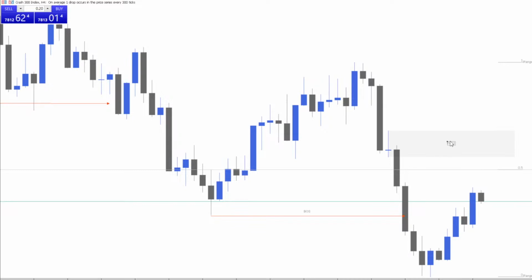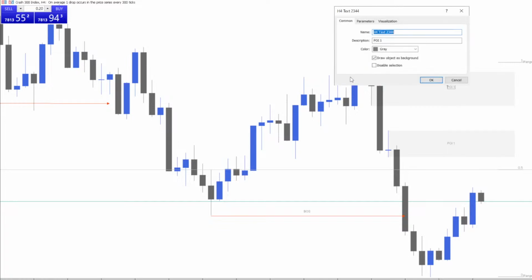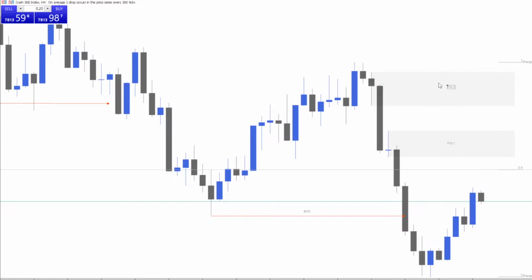So what other POIs can I see on this chart? I can see another POI right here. This is my POI 2. Now that I have identified both POIs, if you want me to do a separate video that talks about how to identify your POIs, you can let me know in the comment section, and maybe in my next video I'm going to do that, right?